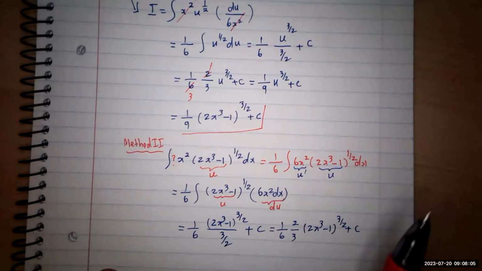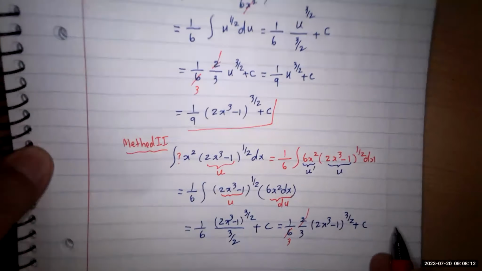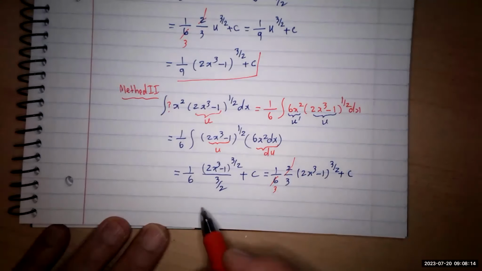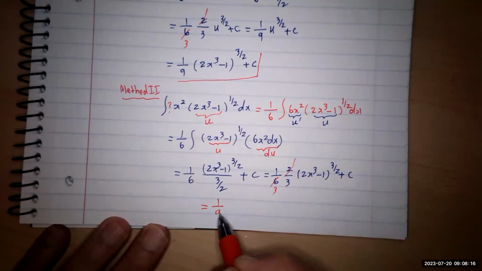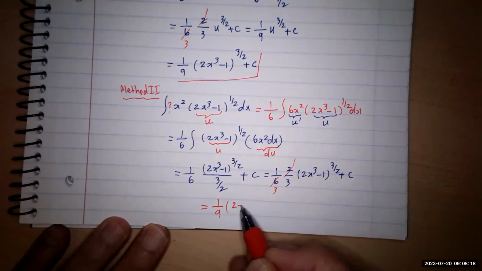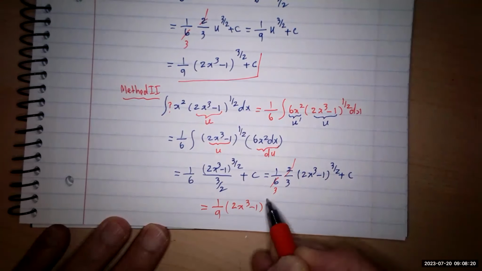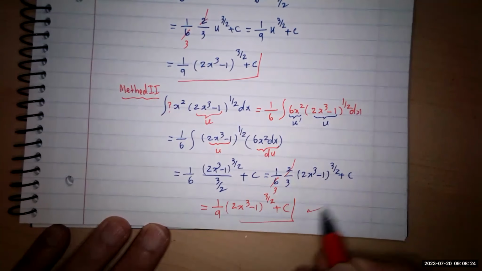So as you can see, same thing. This 2 would be simplified, and you get 1/9. So the final answer is going to be equal to 1/9, 2x cubed minus 1, everything to the 3/2 plus the constant c, and you're done.